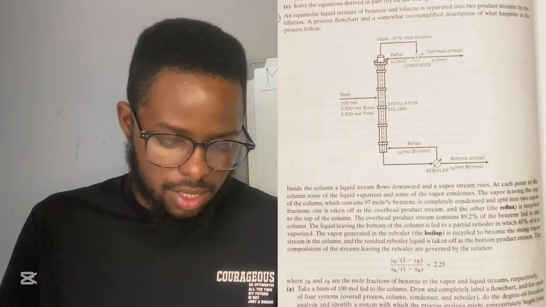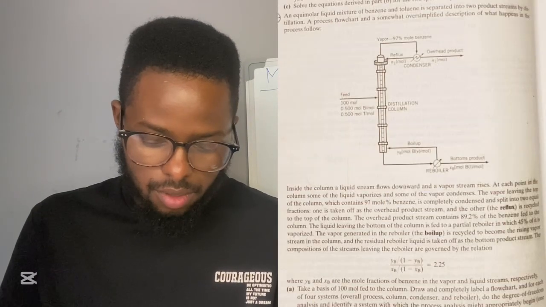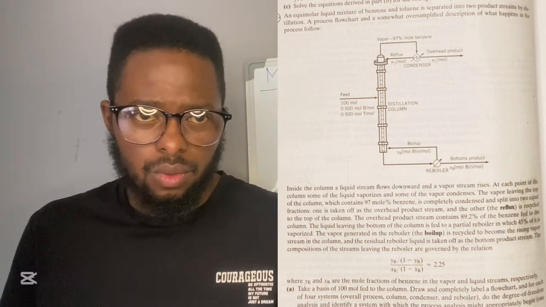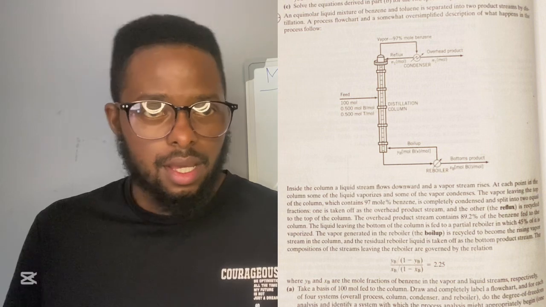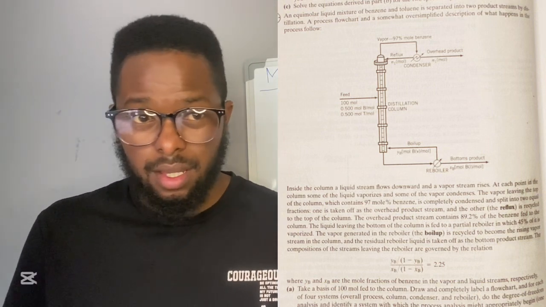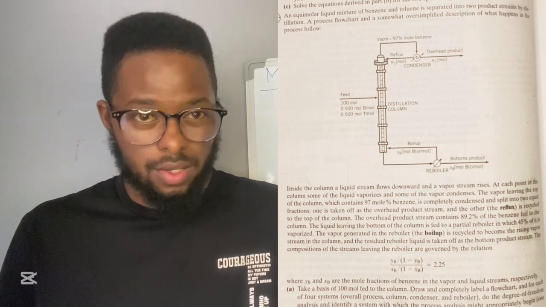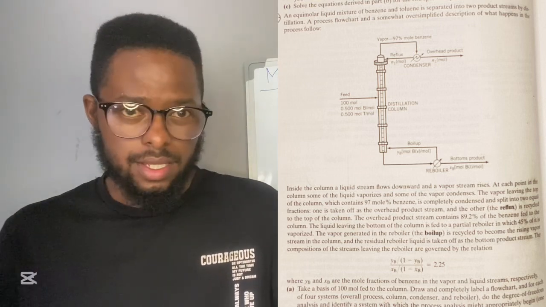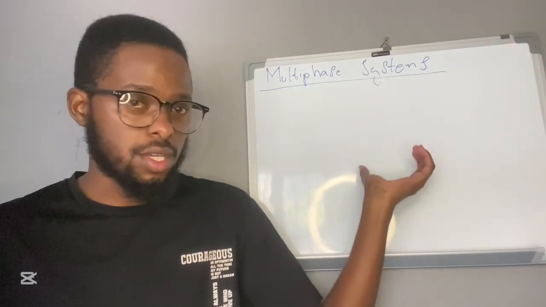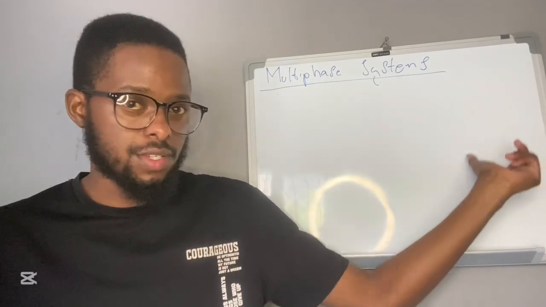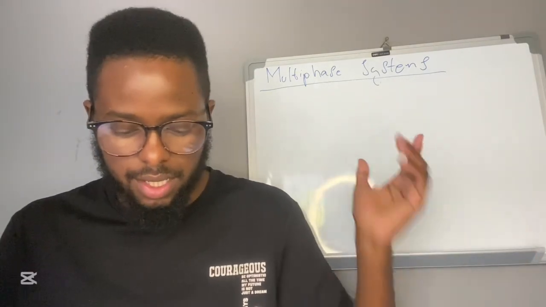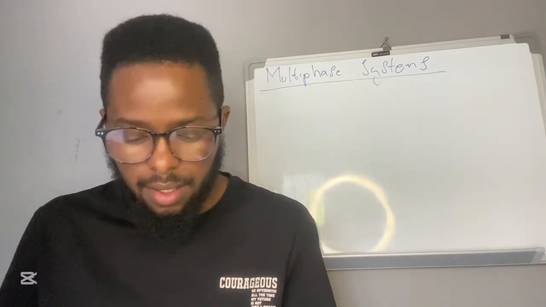So yeah, it reads like this. An equal liquid mixture of benzene and toluene is separated into two product streams by distillation. As I've said, I'm gonna be teaching two subsystems in this video. It's the distillation one and the one with the three subsystems, with a transfer unit here, another transfer unit here, and another transfer unit there. So this one is the distillation one, the one that I first started with, right?